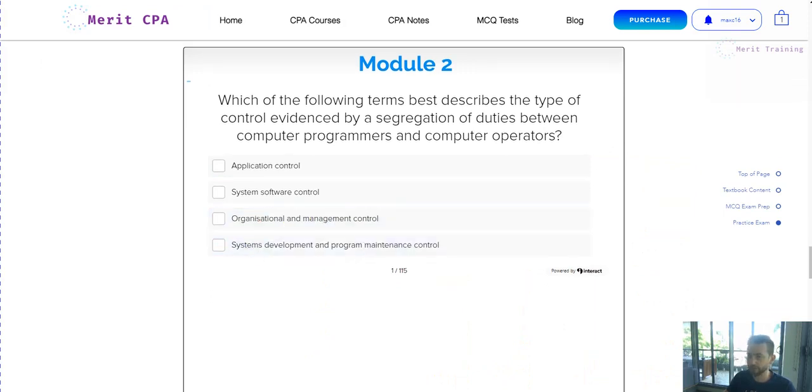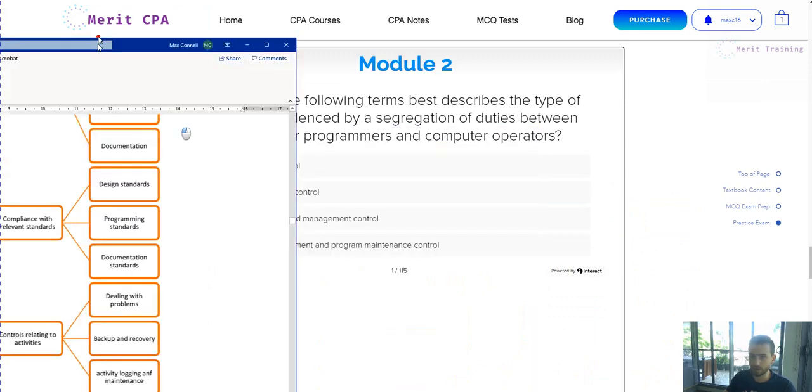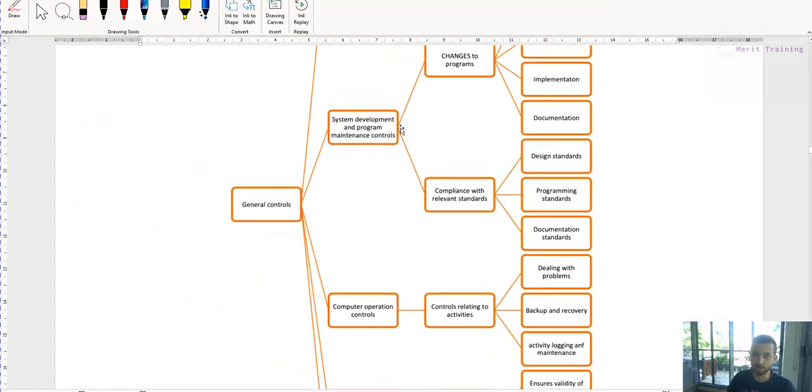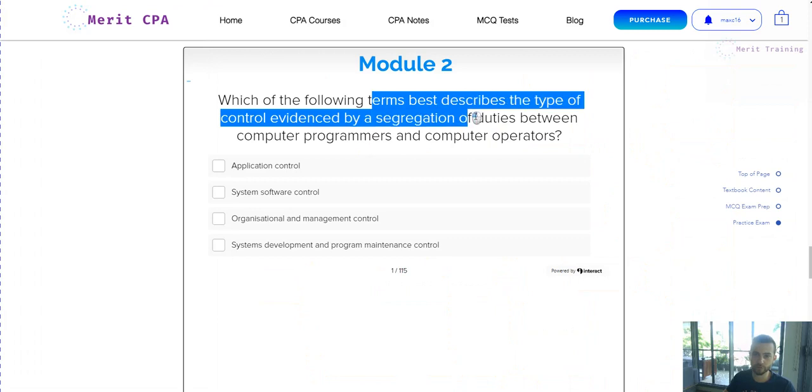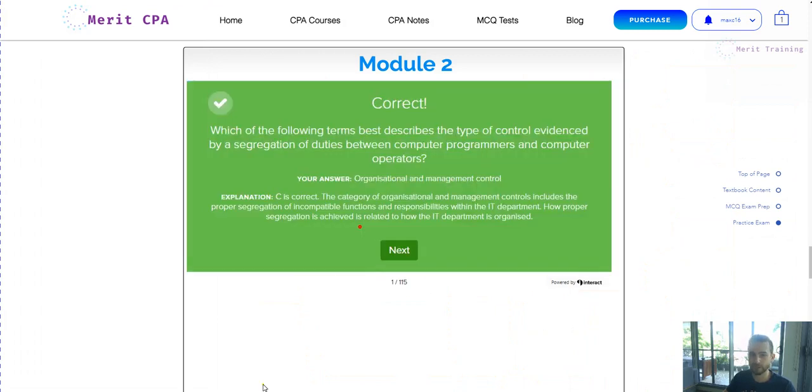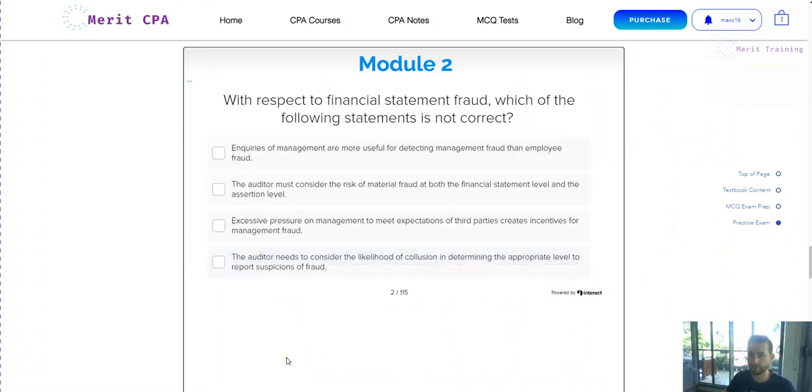And then just to check off D just in case. So systems development and program maintenance control. So that's this one here in the list. Systems development and program maintenance, which is about compliance to standards, even with the update, and also changes to the program. But that's not what the context is talking about. So clearly the answer is C, organizational and management control.